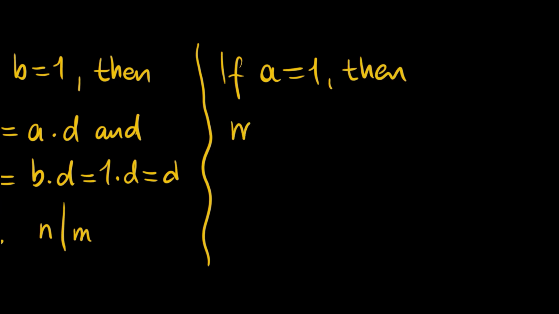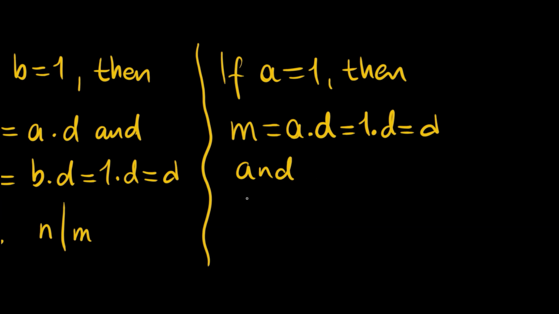Again, if a is equal to 1, the same trick. Then m is equal to a times d, which is 1 times d, which is d, and n is equal to b times d. So here m divides n. This completes our proof.